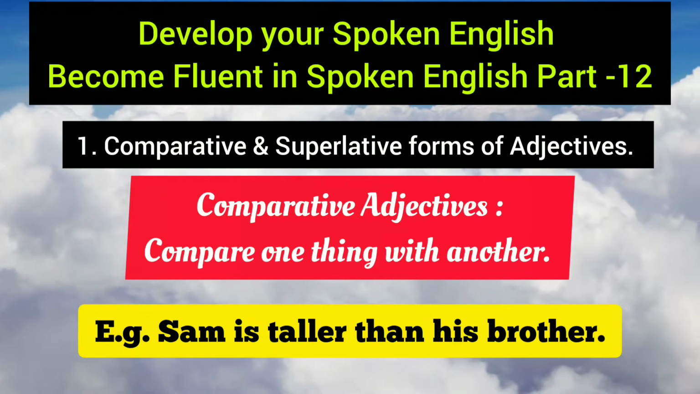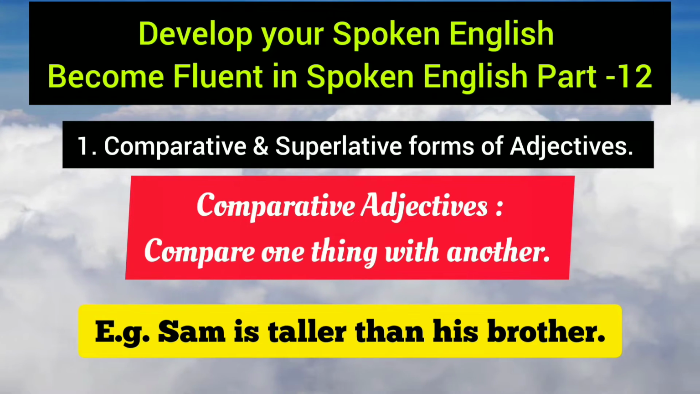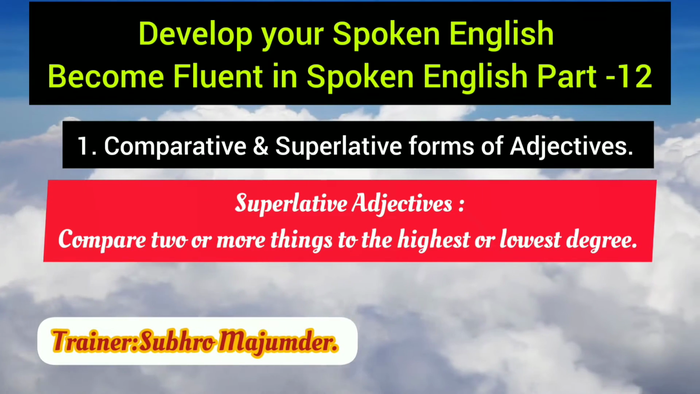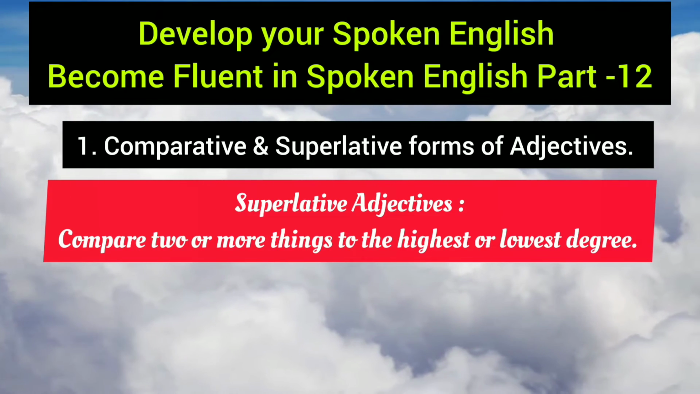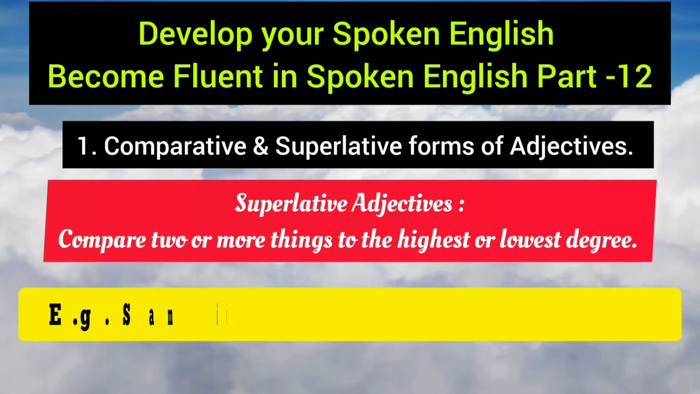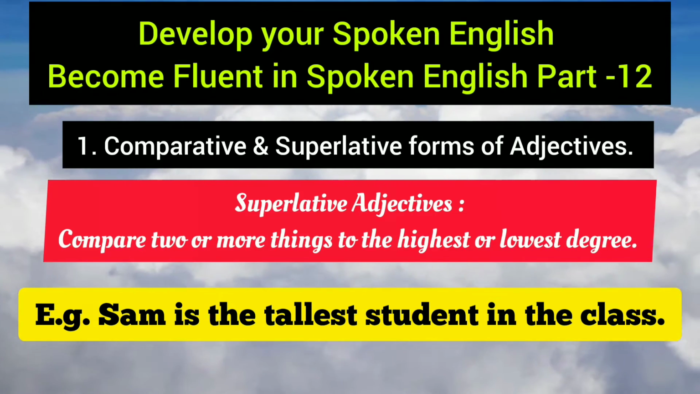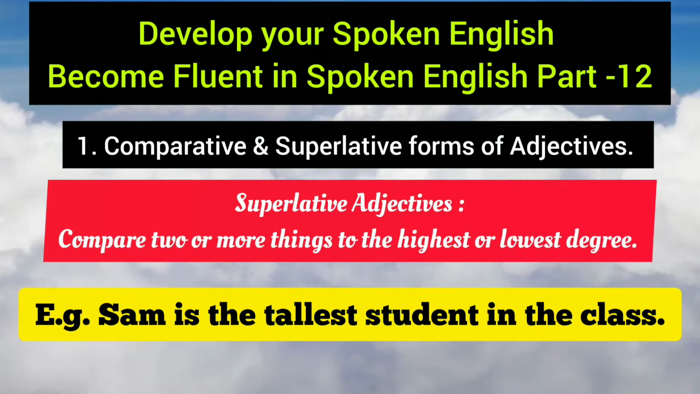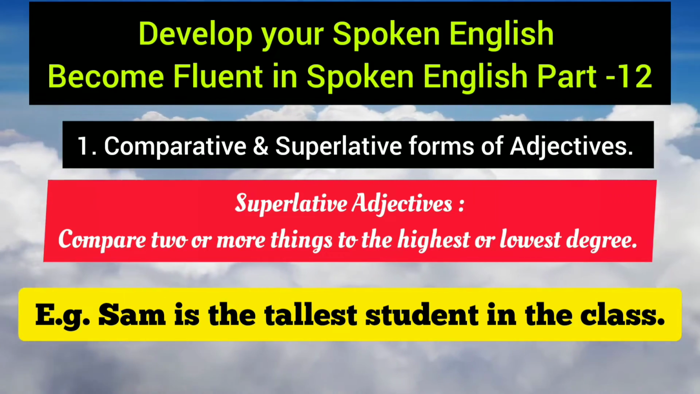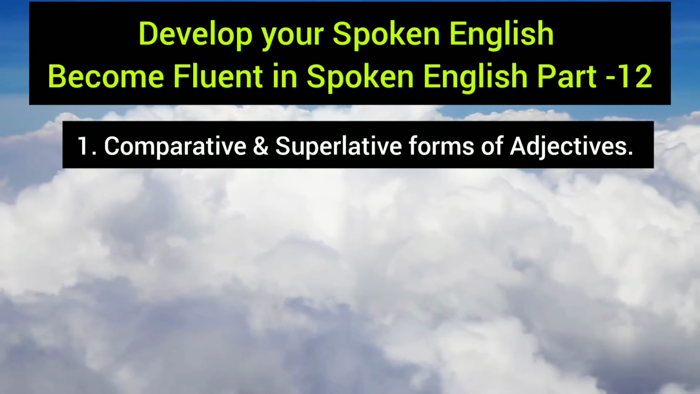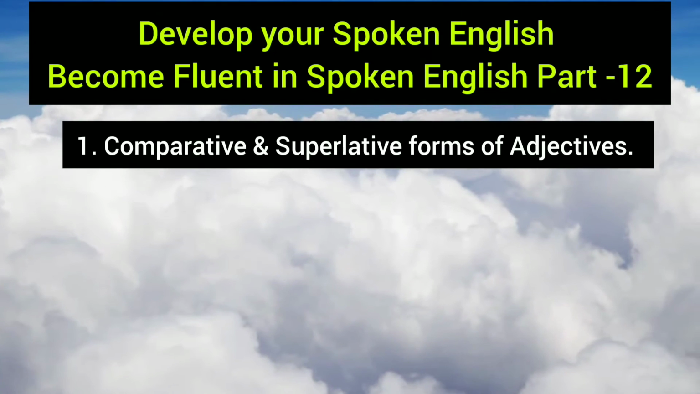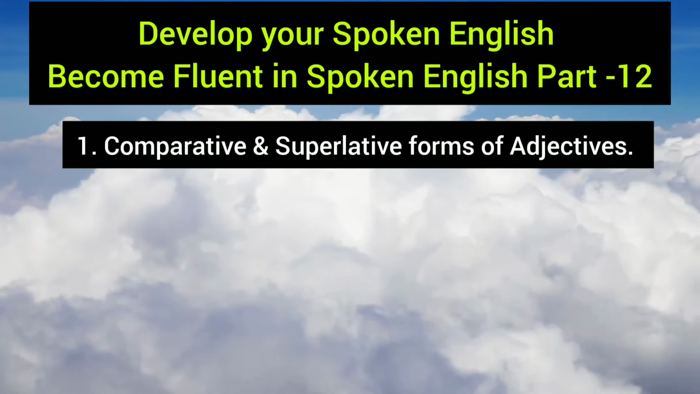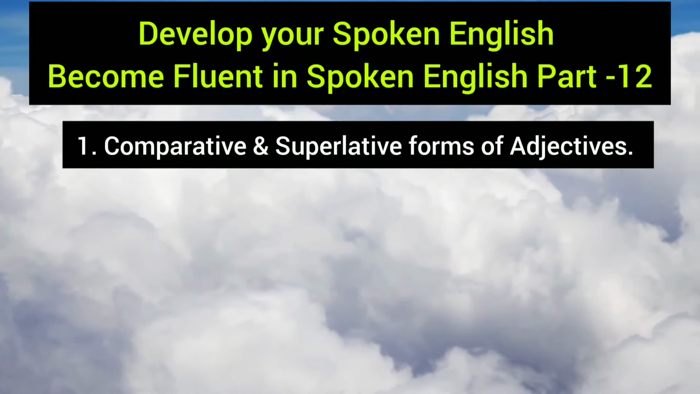Okay, so in case of comparative, we make a comparison between two, and the superlative adjectives compare two or more things to the highest or lowest degree. Okay, so as you see the example, Sam is the tallest student in the class. So if I'm talking about Sam, who is the tallest, right? So that's why I'm using superlative, highest degree. Understood? So I hope it's crystal clear. Comparative is used to compare one thing with another between two things, and superlative adjectives are used to compare two or more things, okay, to the highest or the lowest degree.